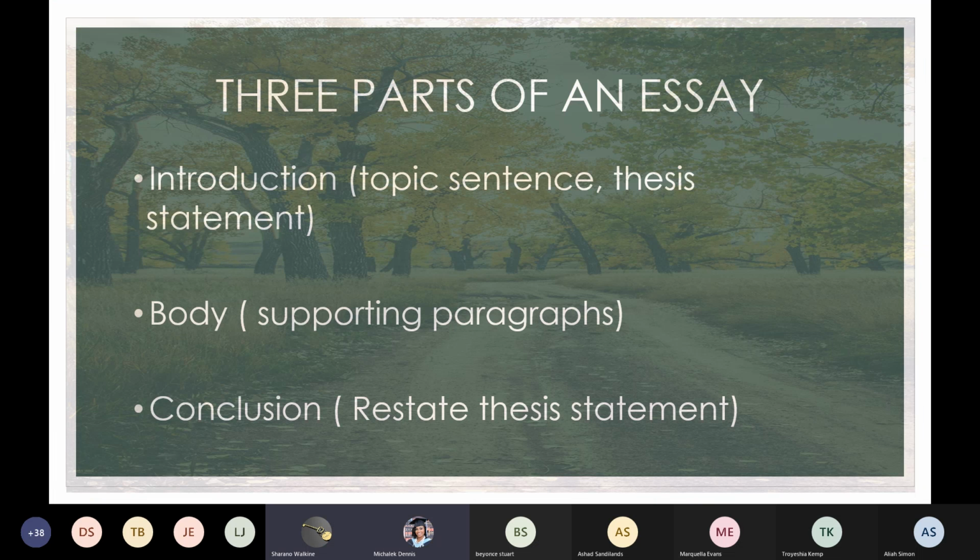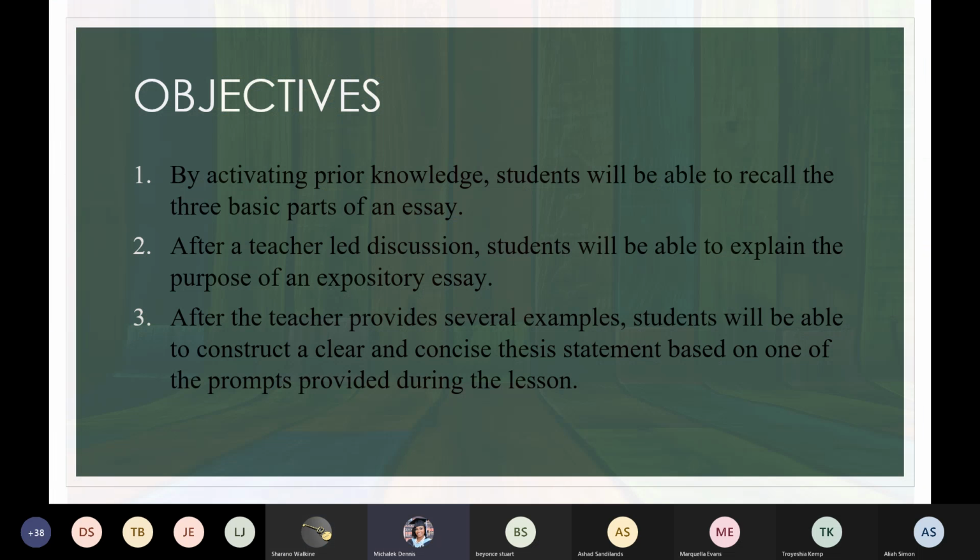It says, by activating prior knowledge, students will be able to recall the three basic parts of an essay. These carried over from the last time. After teacher-led discussion, students will be able to explain the purpose of an expository essay. And three, after the teacher provides several examples, students will be able to construct a clear and concise thesis statement based on one of the prompts provided during the lesson.